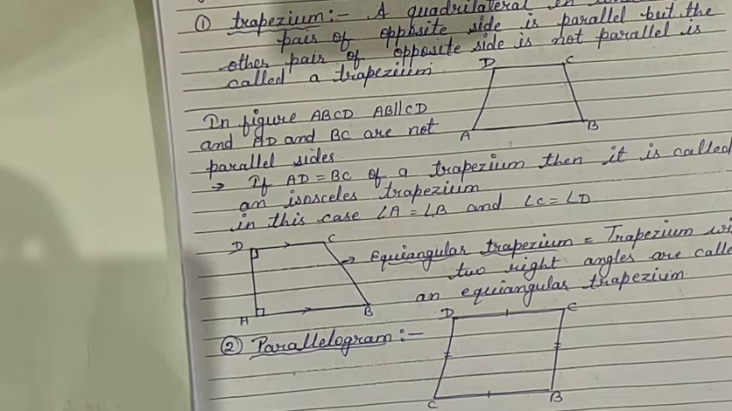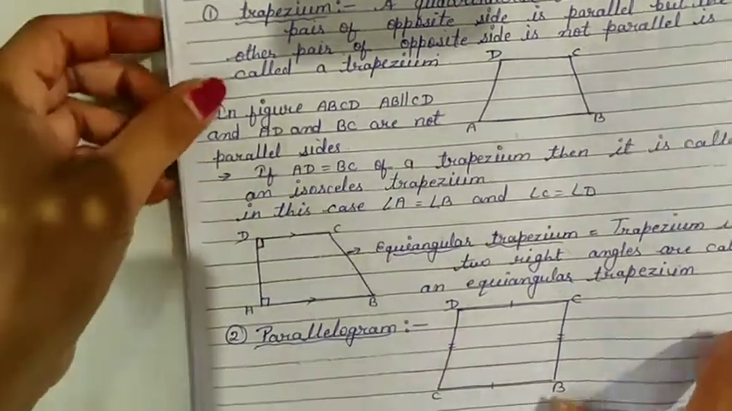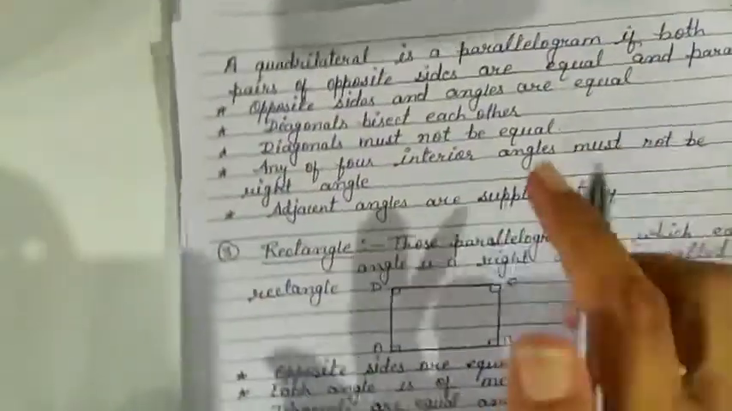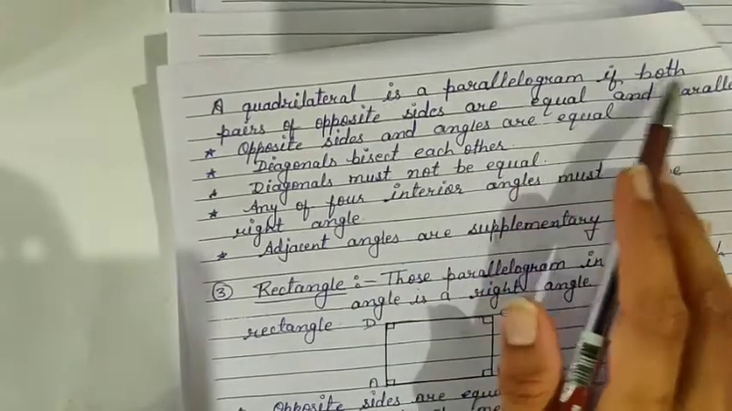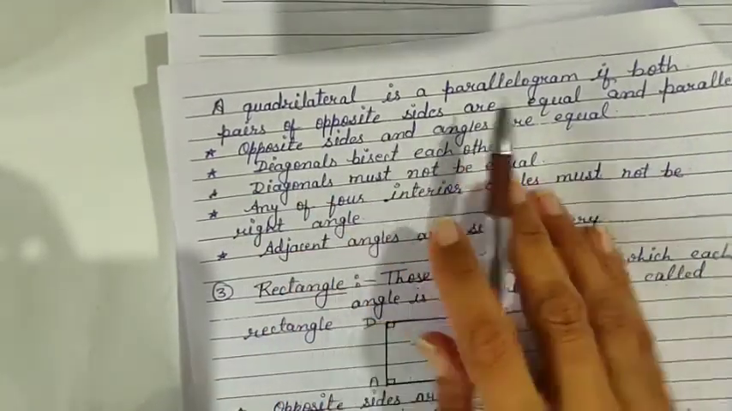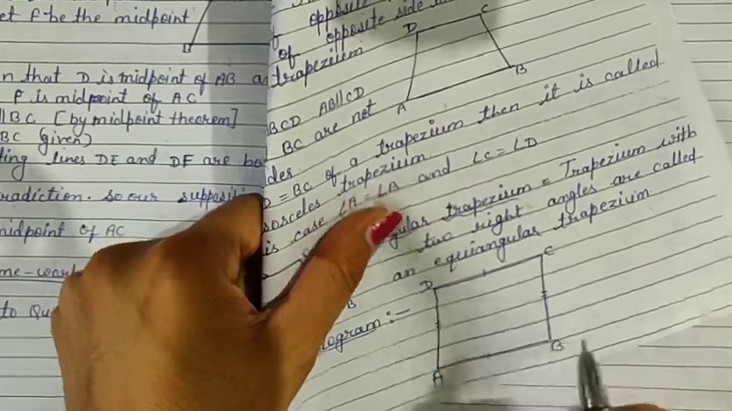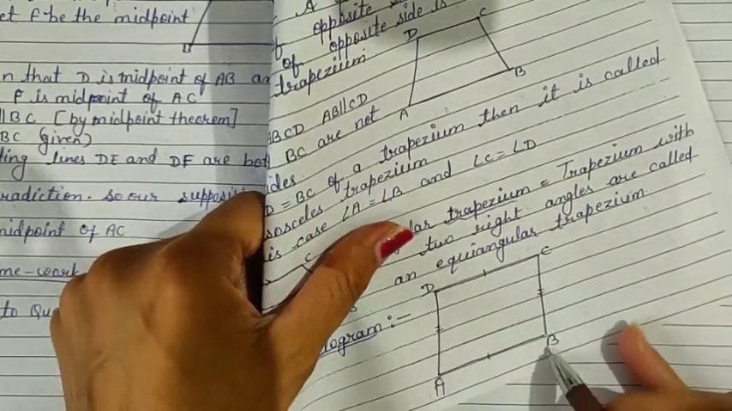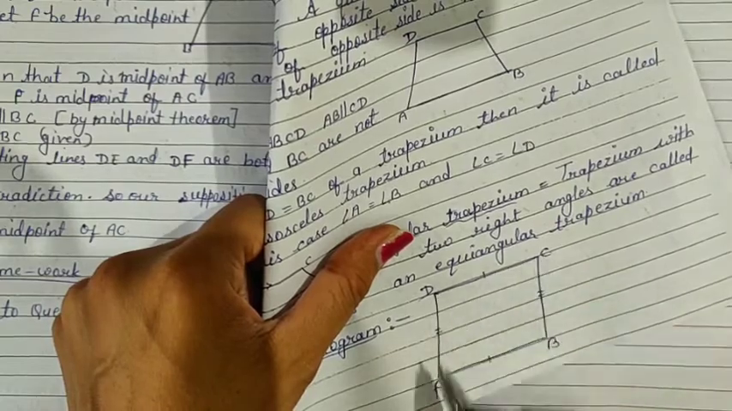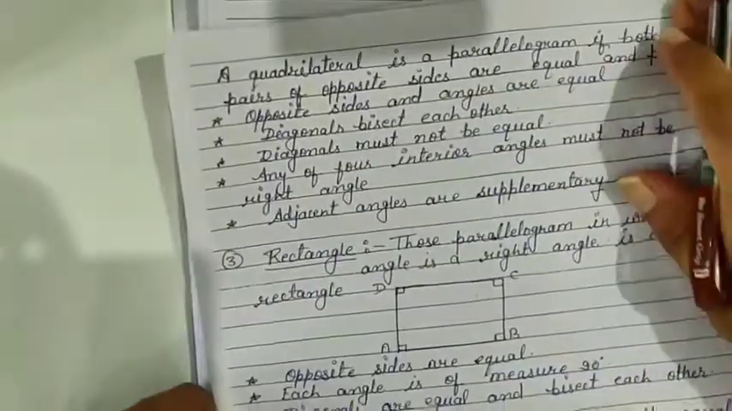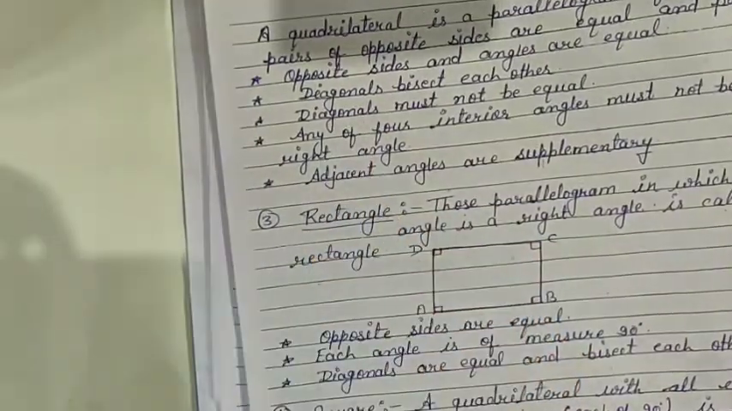Now the next type of quadrilateral is the parallelogram. This is a diagram of a parallelogram. A quadrilateral is a parallelogram if both pairs of opposite sides are equal and parallel. Here AB is parallel to CD and AD is parallel to BC, and AB equals CD and AD equals BC. It means a quadrilateral is a parallelogram if both pairs of opposite sides are equal and parallel.